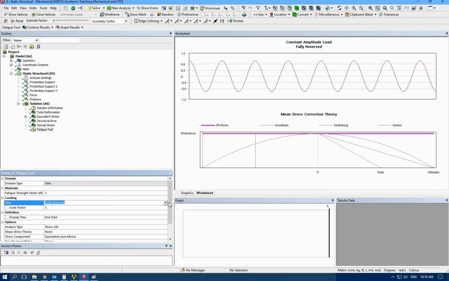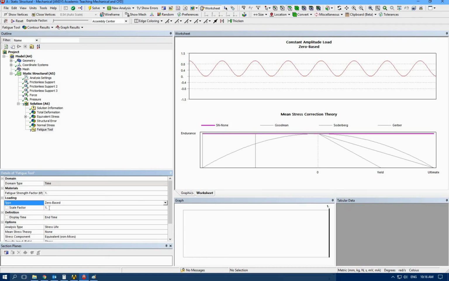Type of loading, let's see how many options we have. We have zero base, fully reversed, ratio and history data. For the first case, it was zero base, so I'm going to select zero base. As you can see here inside this graph, the minimum stress is going to be 0, and the maximum is 100 megapascal, which we want.